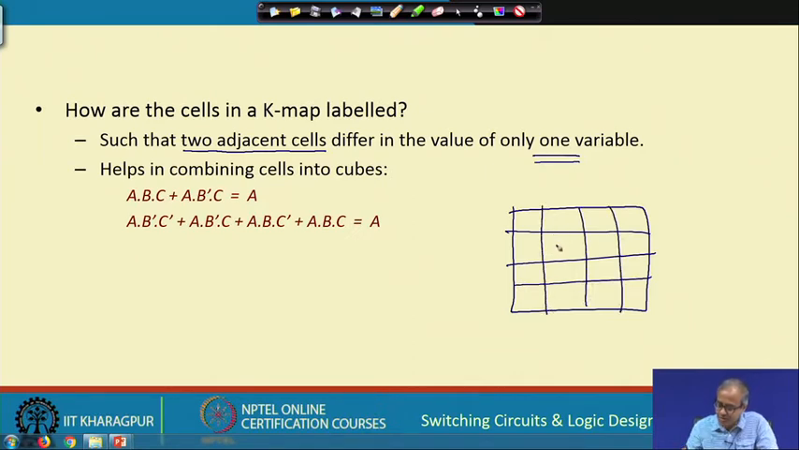Let us say I have one cell out here, one cell out here, these two are adjacent cells. Let us suppose one of these cells corresponds to the minterm A B C, the other one corresponds to the minterm A B bar C, which differs in only one variable, B. So, if I have a pair of such neighboring true minterms, I can combine them into one.